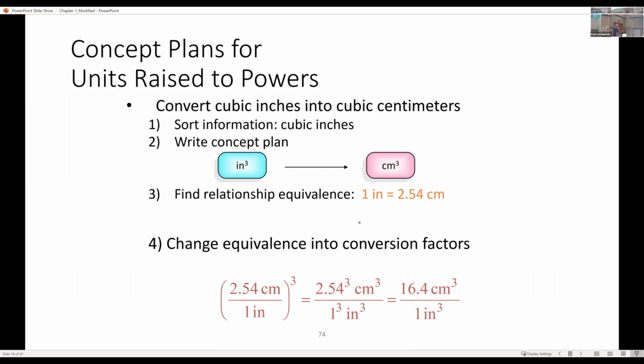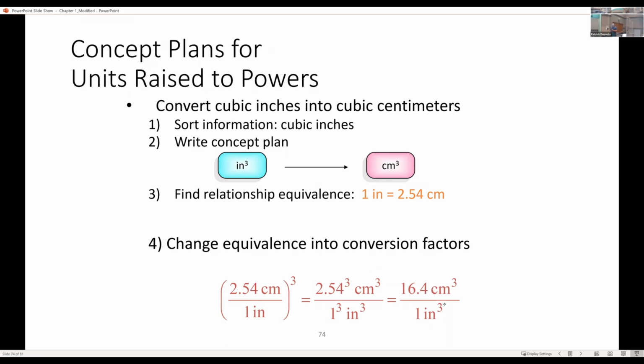The thing is, they don't work like normal units since they're cubed. So what you have to do is cube the whole conversion factor. You have to cube 2.54, and you have to cube 1 inch. So if you do that math, you get 16.4 centimeters cubed is 1 inch cubed.